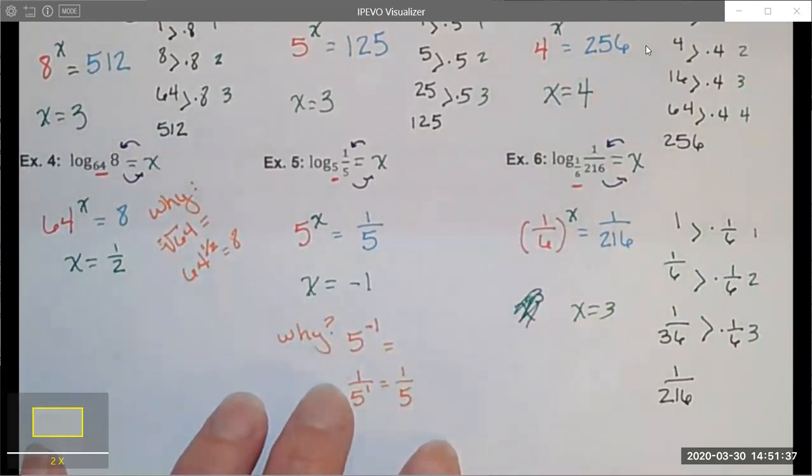We've evaluated 6 different logarithmic functions, discovering what that exponent would be to give us a particular value.